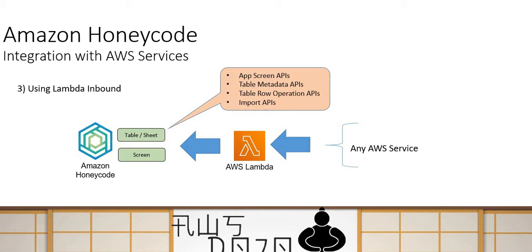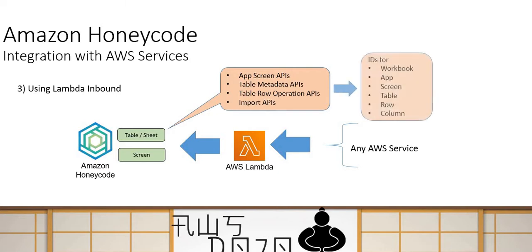So these 4 types of APIs are exposed by Amazon Honeycode, which a Lambda function can call. Well, I'm showing Lambda over here, but you can use an EC2 instance as well, or any other thing. I mean, it's just a matter of writing code which is simply calling the Honeycode API and performing these 4 types of operations. Yeah.